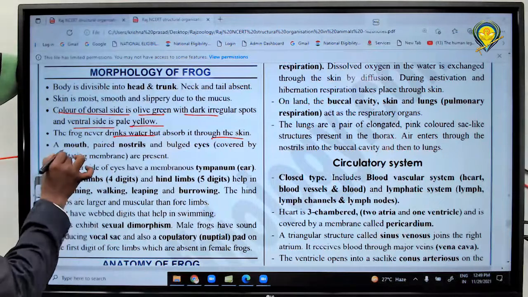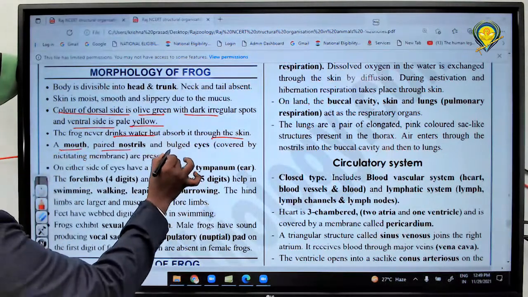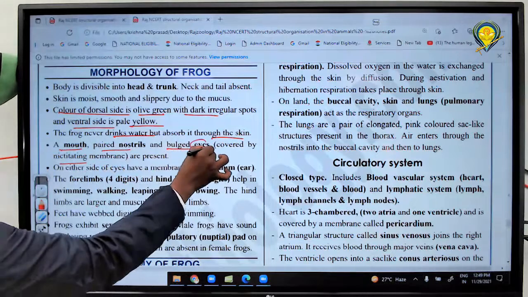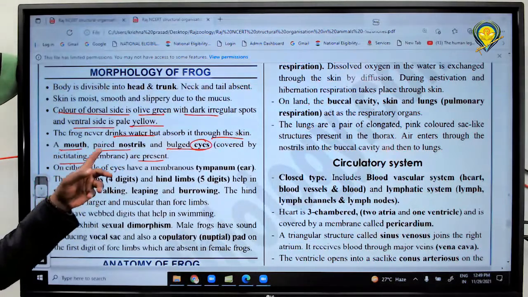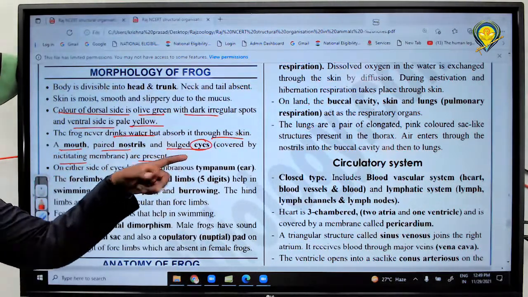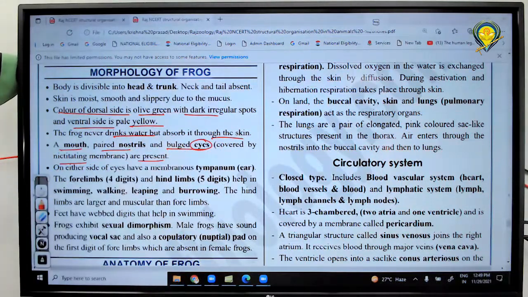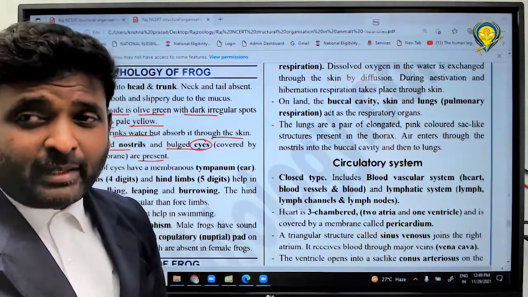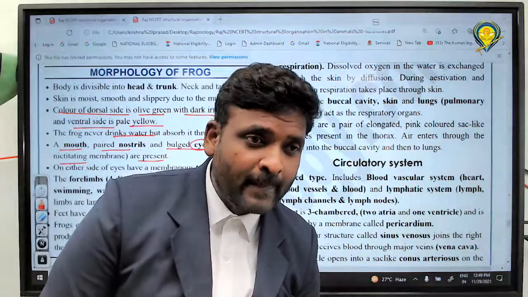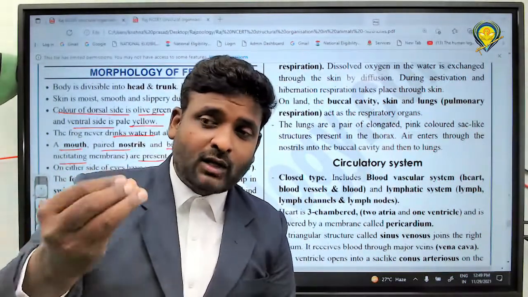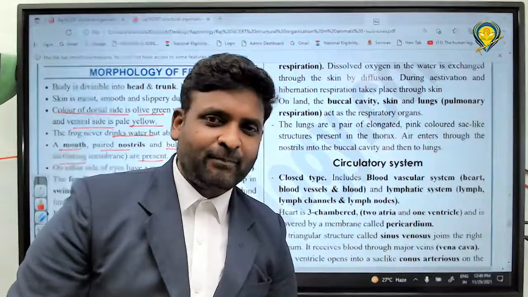Next one, a mouth, a pair of nostrils, and a pair of eyes covered by what? Nictitating membrane, only for the eyes, right? Mouth is present, a pair of nostrils are present, and a pair of eyes are present. Eyes are covered by the nictitating membrane. Is it transparent or non-transparent? Transparent membrane. It is useful whenever the frog is within the water.